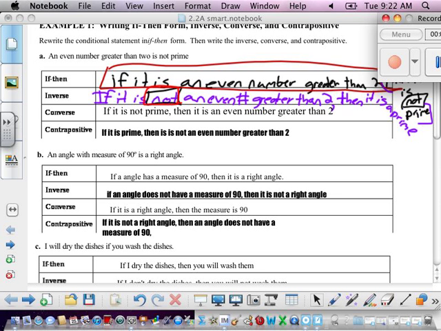Anybody want to try C? If I dry the dishes, then you will wash them. Anybody want to try the inverse? Go for it, Dana. If I don't dry the dishes, then you won't have to wash them. Yep. If I don't dry the dishes, then you don't have to wash them.